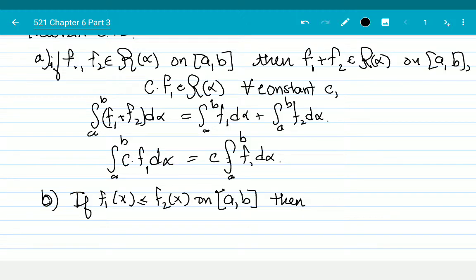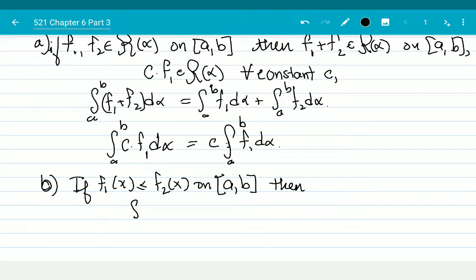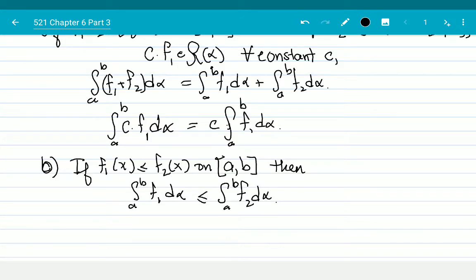then the integral from a to b of f1 d alpha is smaller than or equal to the integral from a to b of f2 d alpha. Okay, and part C.